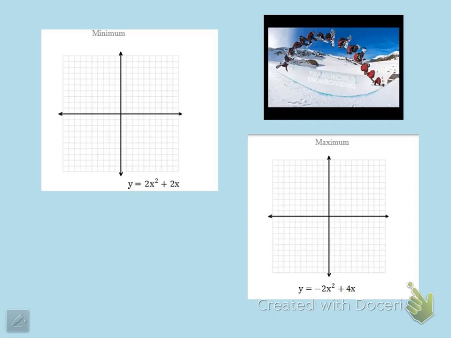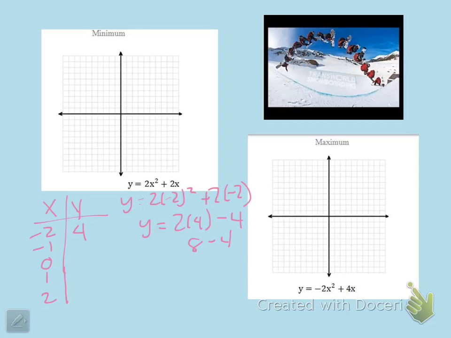If I would graph this out, let's just say I have an x and y, and we do negative 2, negative 1, 0, 1, 2, because you can always use points to plug in and check. If I plug in negative 2, I'd get y equals 2 times negative 2 squared plus 2 times negative 2. So y equals 2 times 4 minus 4, so y equals 8 minus 4, so we know this is 4. Now if I plug in negative 1, I'm going to get y equals 2 times 1 minus 2, so that's going to be 0.